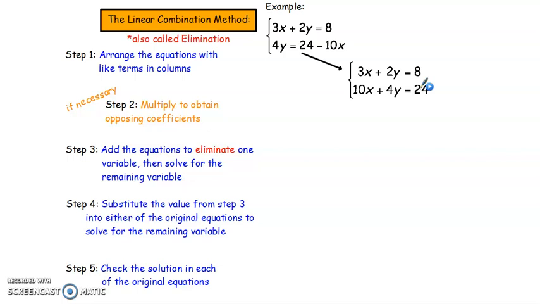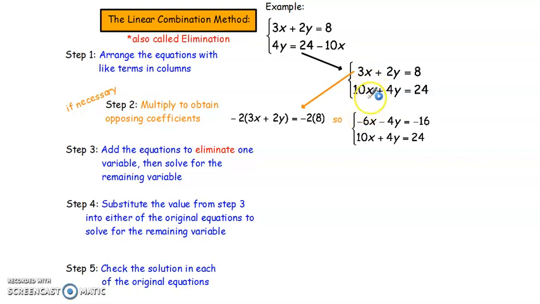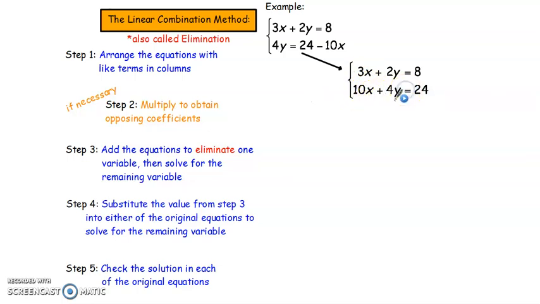Now the step that makes this the more difficult method of elimination is that you'll notice the 3 and the 10 aren't opposites. If I added right now, 13x is what I would get as a result. Then I would add the y's, and 2y plus 4y is 6y. So I'm not going to eliminate. The idea of the elimination method is that when adding the two equations, one of our variables should disappear.